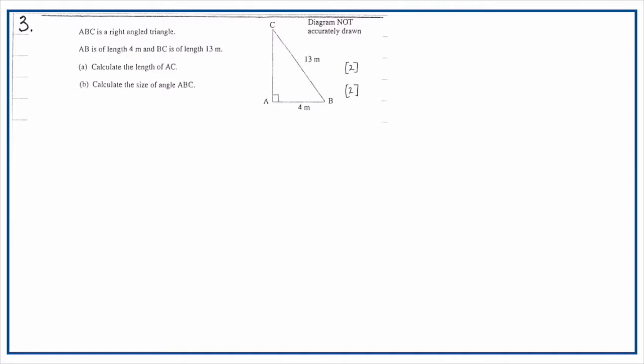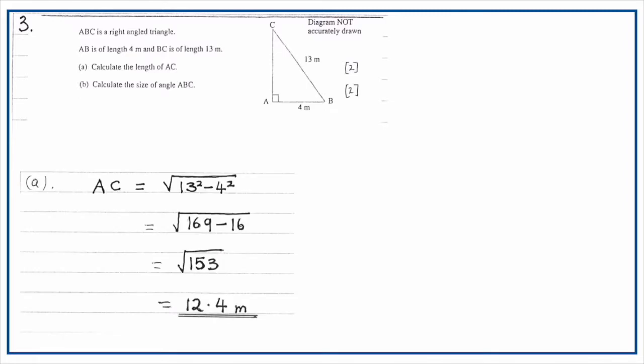Question 3, ABC is a right-angled triangle. AB is of length 4 meters and BC is of length 13 meters. 3A, calculate the length of AC. So here we use Pythagoras' theorem. So AC equals the square root of 13 squared minus 4 squared. So AC, the length, equals 12.4 meters.